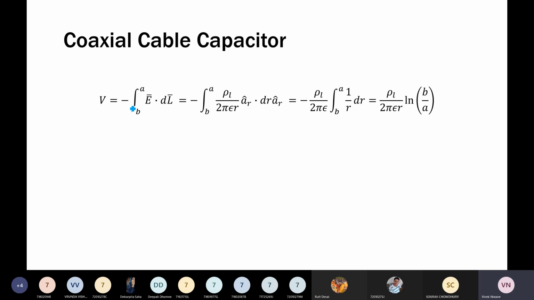V is expressed as minus integration b to a E bar dot dl bar. ये क्या है? आउटर रेडियस है. ये क्या है? इनर रेडियस.